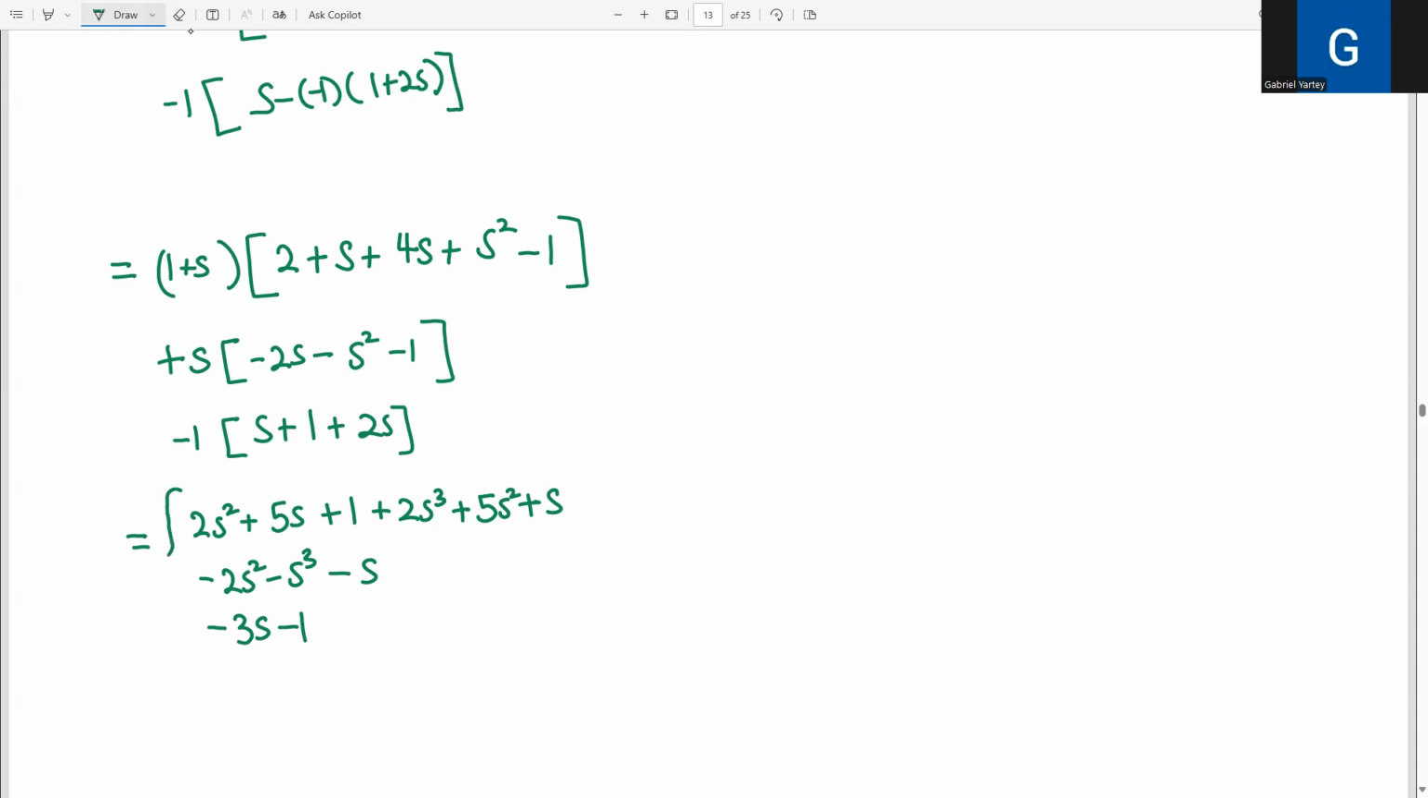Now, I don't want to do it the horizontal way because I feel like it will confuse me a lot. So for me to easily remember what I'm doing, I first of all arrange them. I have 2s cubed here, 2s cubed. Then the next one is s squared. I have 2s squared and then 5s squared here. That gives me 7s squared. Then the next one is s, 1s, and then 5s. That gives me 6s. And finally, the plus 1.